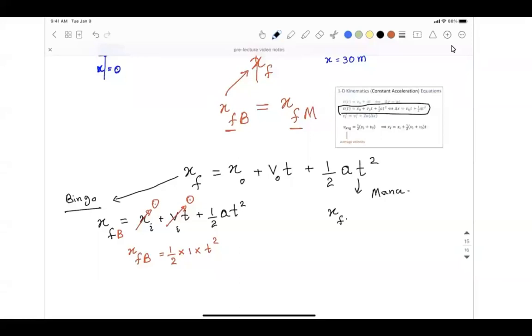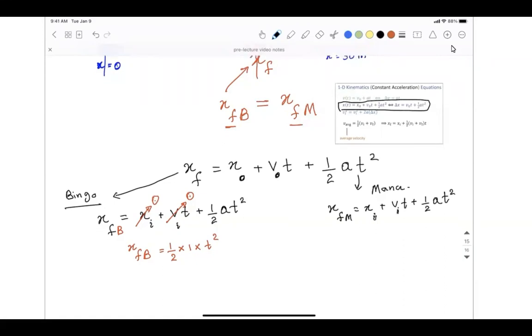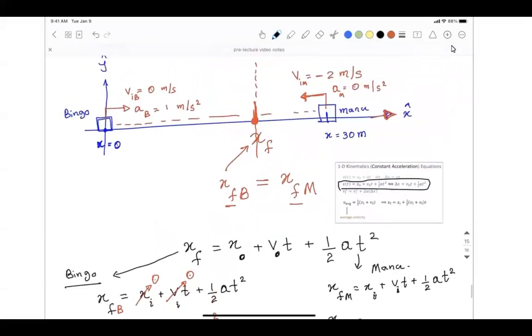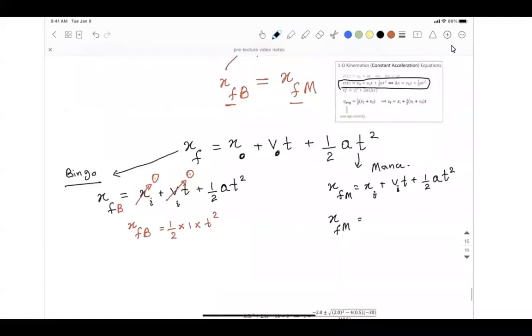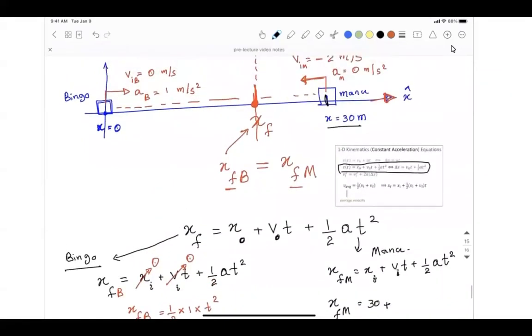X final for Manu is x initial plus v initial times time plus 1/2 acceleration times time squared. Again, everyone, right here, x naught or x initial, the notations are the same. They are referring to the same one. V naught or v initial, they refer to the same initial velocity. For the final position for Manu, x initial, Manu is starting at 30 meters. Plus, this guy is moving with a constant velocity, acceleration 0.